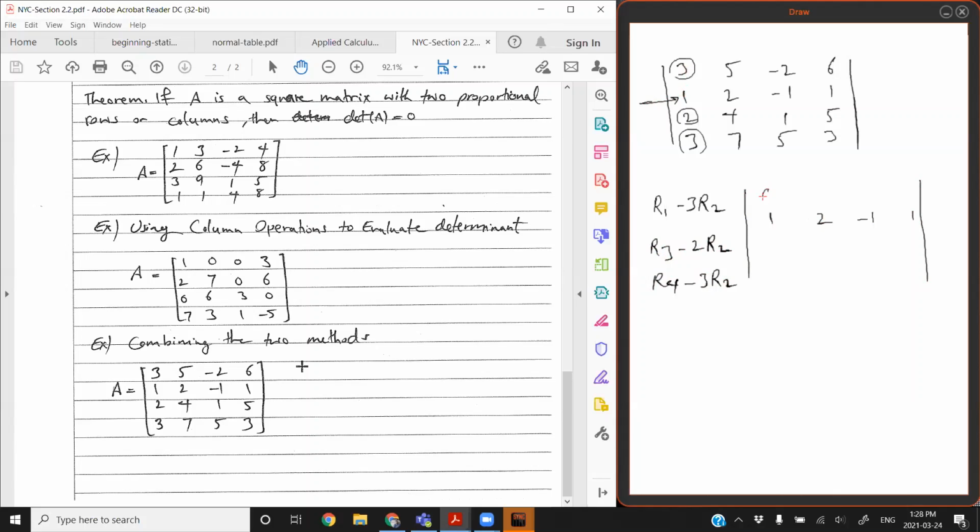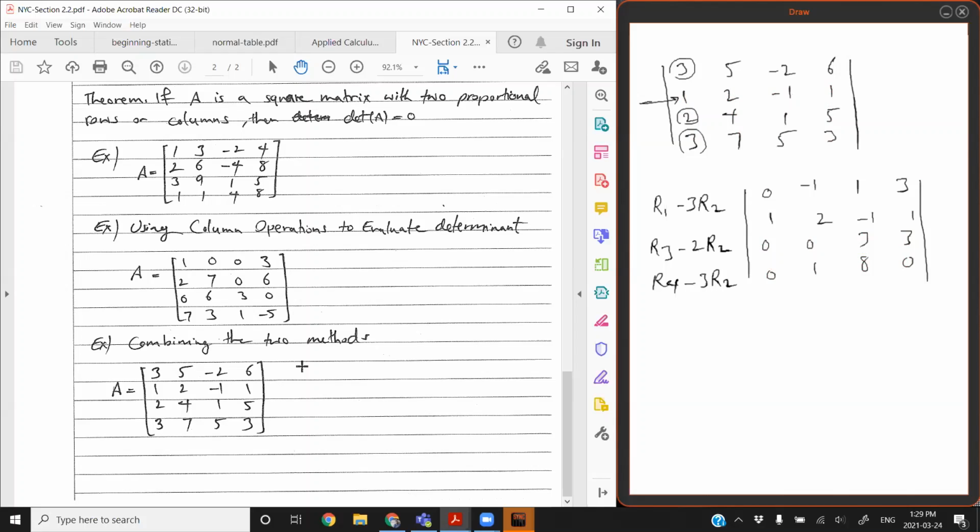Negative 3 times this added to this gives 0, negative 3 times negative 6 added to negative 1 gives... negative 3 times 3 added to 1, negative 3 times negative 3 added to 3. Negative 2 times this added to this gives 0, negative 2 times negative 4 added to this gives 0, negative 2 times 2 added to 3, negative 2 times negative 2 added to 3. Negative 3 times this added to this gives 0, negative 3 times negative 6 added to 1, negative 3 times 3 added to 8, and negative 3 times negative 3 added to this gives 0.